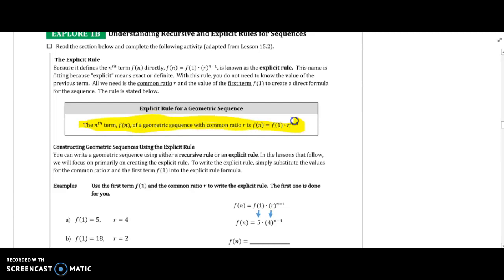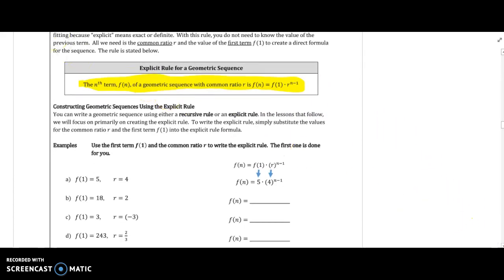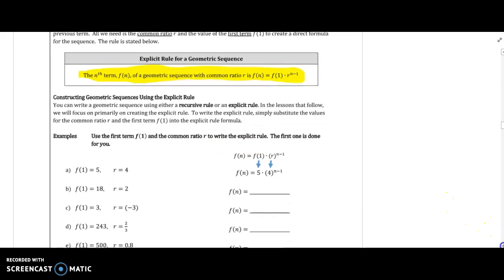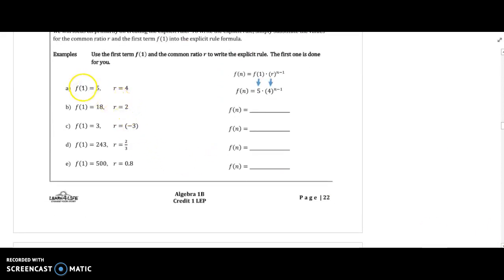Bam. So now what we're going to do is create some equations for our geometric sequence using that formula. So here is an example. Use the first term f of 1 and the common ratio to write the explicit rule. The first one's done for you. Here it says if the first term is 5 and the common ratio is 4, then our explicit rule is going to look like 5 times 4, which is r, to the n minus 1. Right? So all we have to do is just replace the f of 1 and the r, and the rest of the rule is exactly the same.